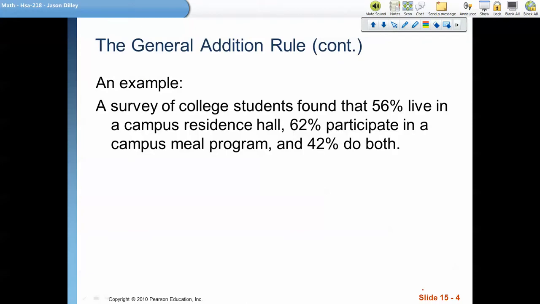Okay, so a survey of college students found that 56% live in a campus residence hall, 62% participate in the campus meal program, and 42% do both. So just from reading the question here, can I both live in a campus residence hall and participate in a campus meal program? Yes, right? In fact, it tells me that 42% do both. So I know from the problem stem here that these are not disjoint events.